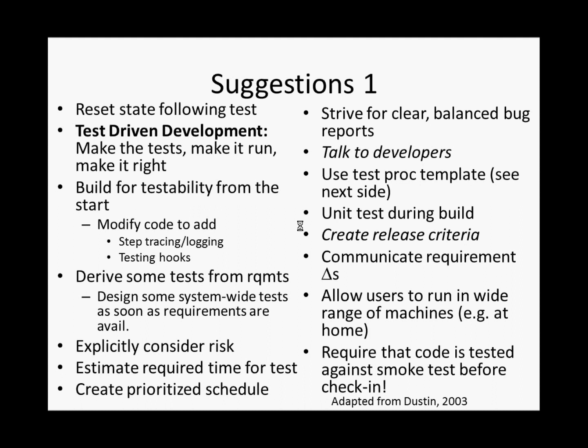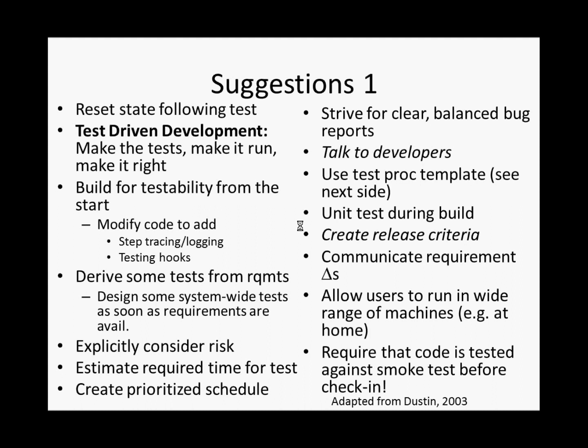Create a prioritized schedule for testing, so what things you put into place first. Decent bug reports. Make sure the testers talk with developers, have good communication back and forth. Use a template. I'll give an example of a template in just a minute for test procedures, but make sure you fill in some standardized information. Unit tests during the builds if possible. And for your size projects, you should be able to do that. You should be able to run unit tests during the build.